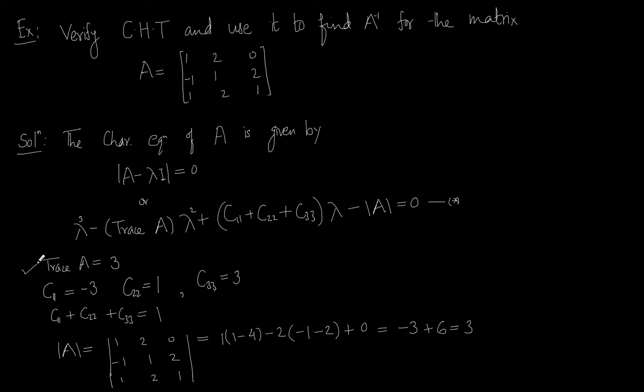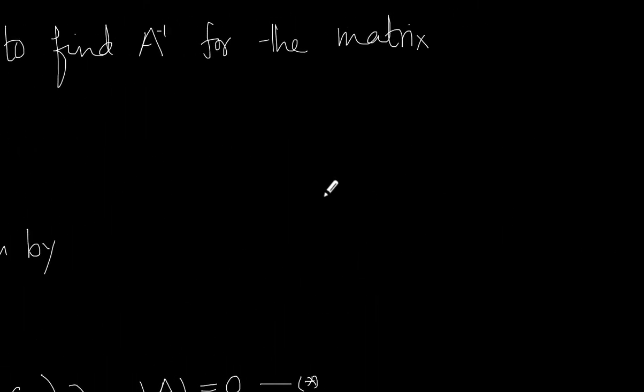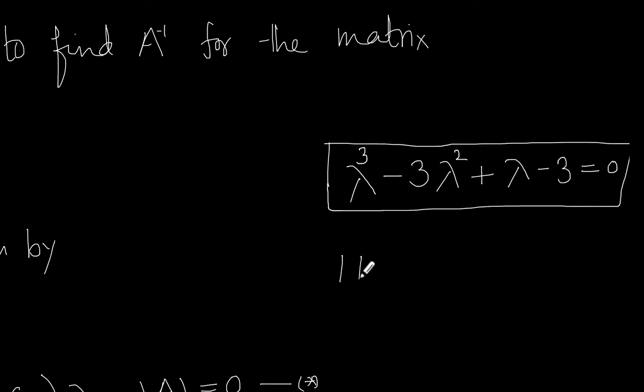Now using these values, the trace of A, the sum of the diagonal entries, the sum of the cofactors of the diagonal entries, and the determinant of A in the equation star, we will get the characteristic equation of the given matrix A as lambda cube minus 3 lambda square plus lambda minus 3 is equal to 0. So this is our characteristic equation.